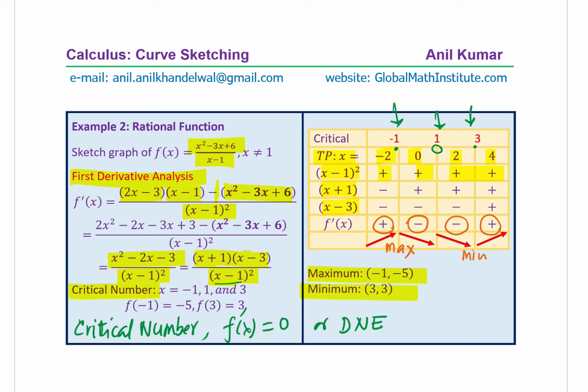So we have a local maximum and a local minimum as shown here. Substitute the values -1 and 3. At -1 you get -5, and at 3 you get 3. So you get these two points, (-1, -5) and (3, 3). These are your maximum and minimum values. Now, we'll summarize all the results.